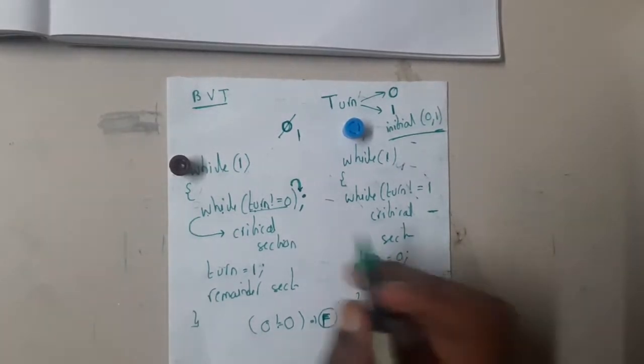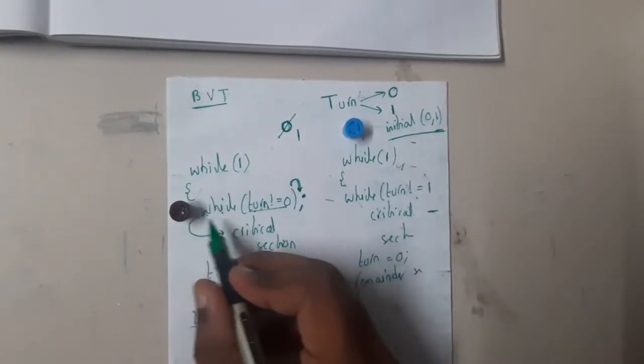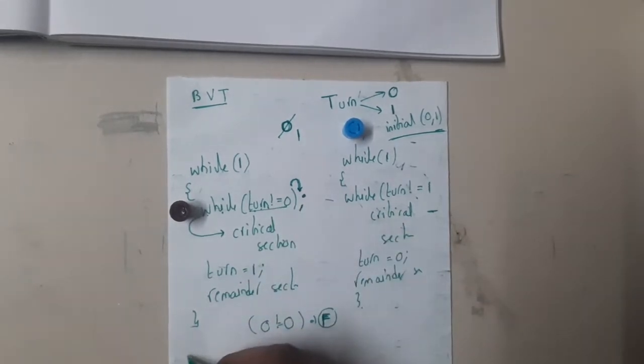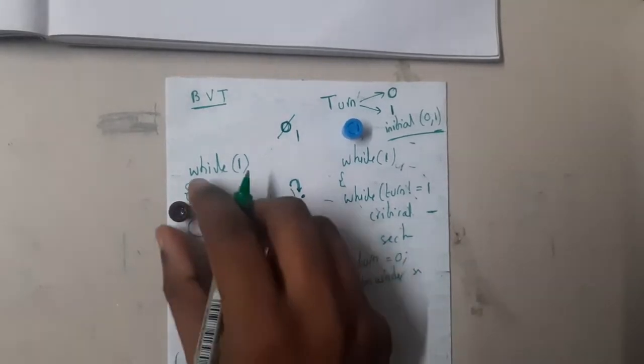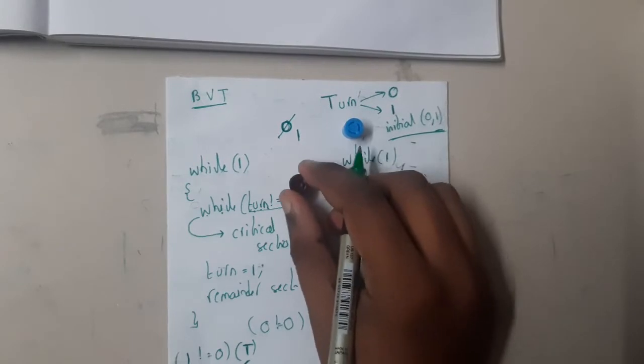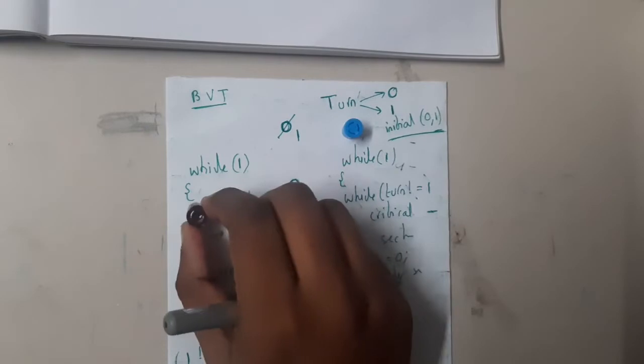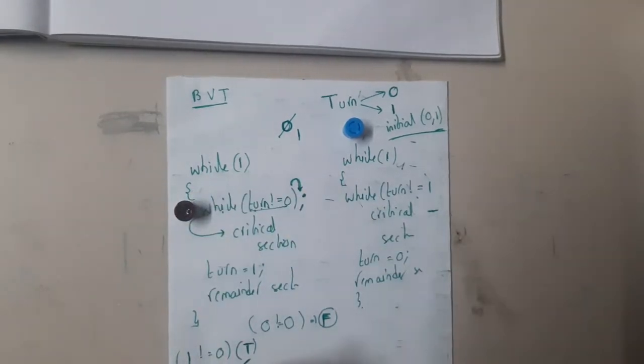So what he will do, he will again come inside, he will check while turn is not equal to 0. So now 1 is not equal to 0, so this is absolutely true. So what will happen if it is true? I told you it will go inside the loop. So inside the body, is there anything, guys? No. So it will come again to the same spot, it will again check the condition.